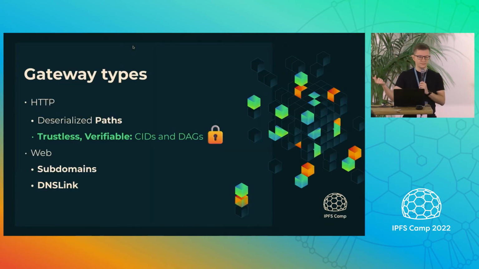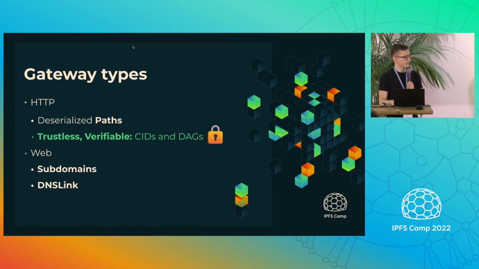And over time, we identified different gateway types. So we have a very simple deserialized path gateways, which were the very first ones. This year, we've added a version that allows you to do trustless verifiable retrieval of CIDs and DAGs. And for the use in web context, web browsers, web apps, we have subdomains and DNSLink gateways, which have the common thing that they follow a web security model that isolates each root CID from each other by providing it a unique origin.